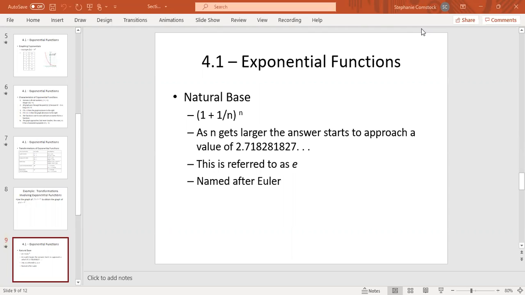Then he let n be 2. So he got 1 plus a half squared, okay, which is 2.25. And then he did 1 plus 1/3 cubed, and 1 plus 1/4 to the 4th, and 1 plus 1/5 to the 5th, and so on and so forth. And so as n got really, really big, what he realized is that he was getting this number, 2.718281827. About the time you think this thing is going to repeat on itself, it doesn't.